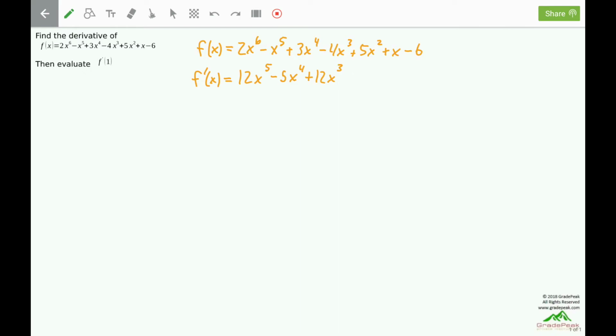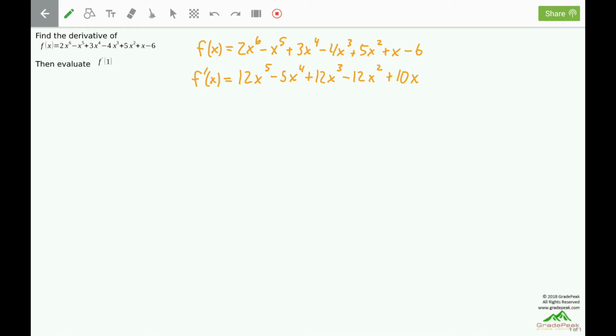The next term is a power rule. We'll bring the power 3 down, multiply with the negative 4, which will give us a negative 12, and subtract 1 from the power, which will give us x squared. The next term is a power rule. We can bring the 2 down, multiply with the 5. That'll give us a positive 10. X raised to the 2 minus 1, subtract 1 from the power to give us a 1.